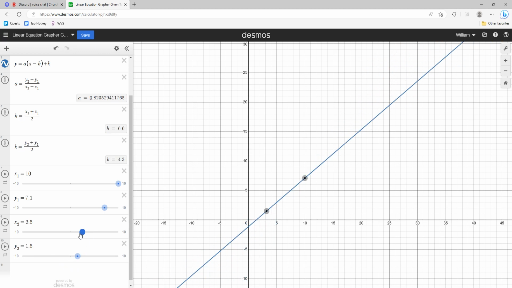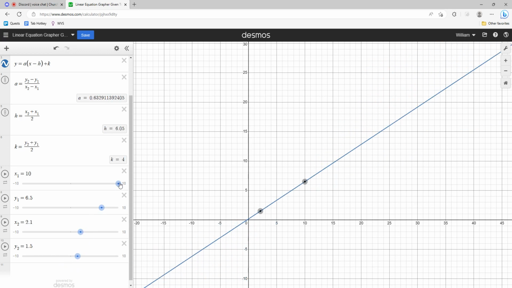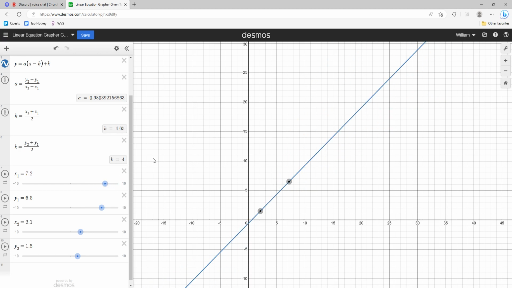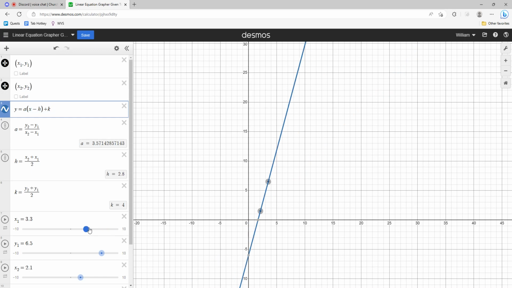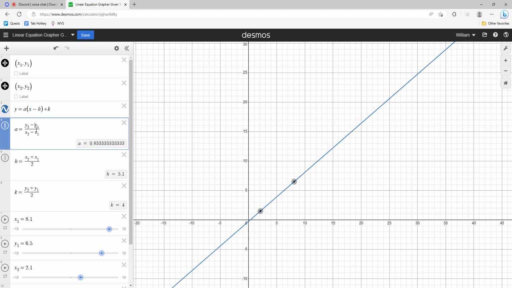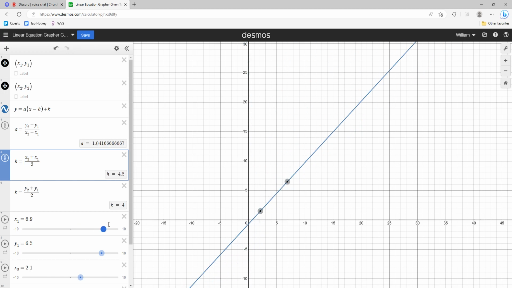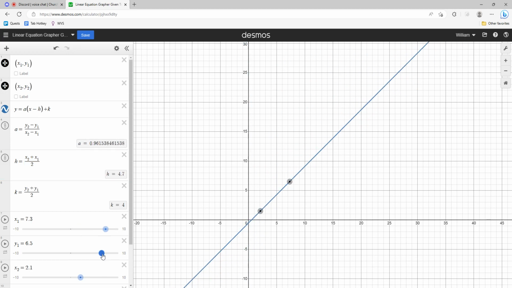Okay, so I just moved the x1, x2, y1, y2 to solve. So it's in the form a(x minus h) plus k. Okay. Yeah, that's pretty simple. Where a is defined as obviously the slope. H is, I guess, the horizontal offset or something. And K is just the Y offset.